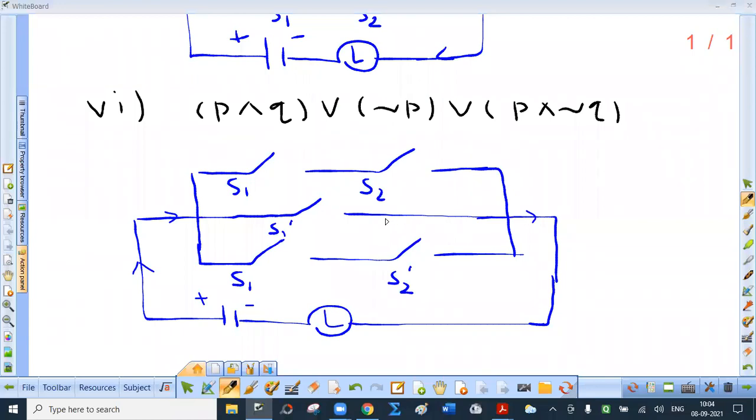Now this is the switching circuit for which statement pattern? P and Q in series, S1, S2, or not P, so S1 dash in parallel, or this is series combination of S1 and S2 dash.